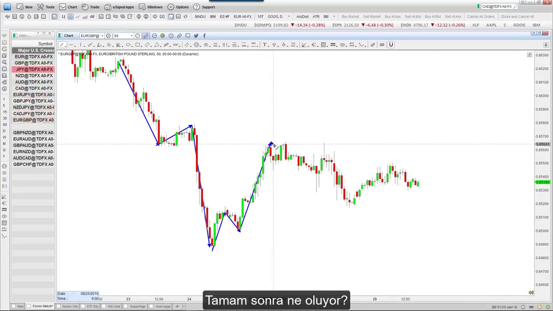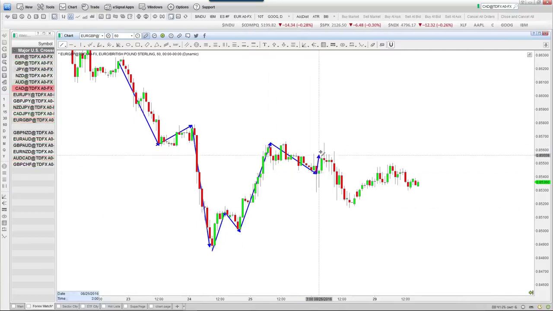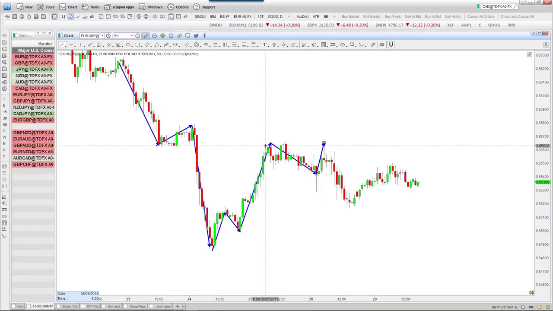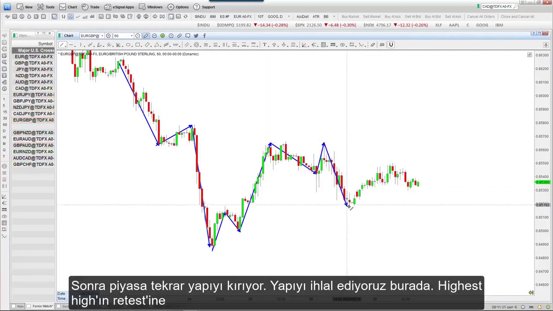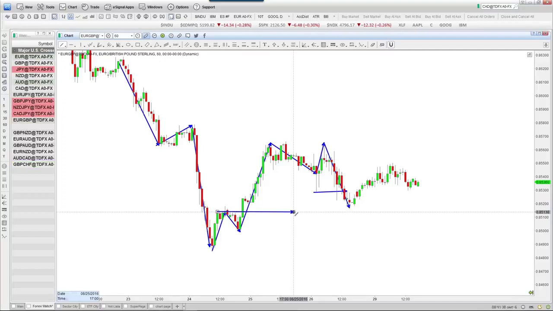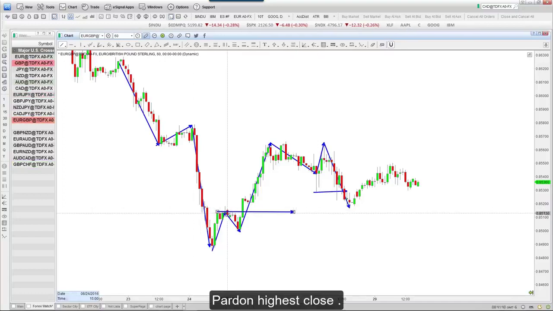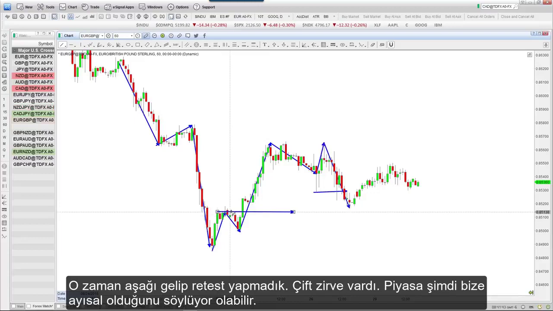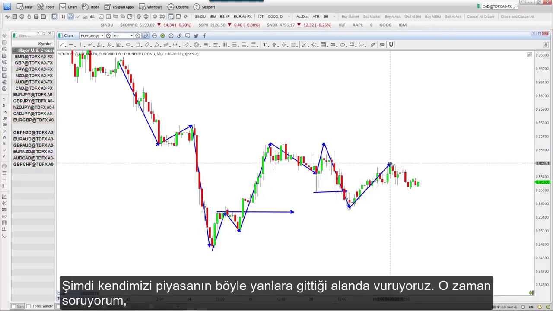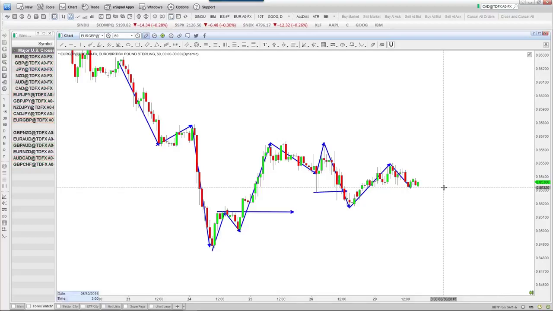Then what happens? Then the market pulls back. We get a retest of the high, a double top. Then the market breaks structure again, violating structure here. We didn't get down in to retest the highest high here, or sorry, the highest close here. So we didn't quite come back down in and retest. We've had a double top. Now the market may be telling us it's bullish or it's bearish. Then we rally again, and now we find ourselves in this area where the market's sideways. So I ask you, are we bullish or are we bearish?